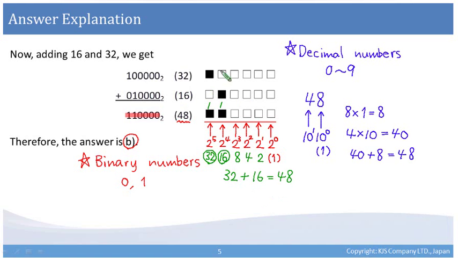If we look at 16, we have the black box on the digit of 16, and for 32, we have the black box on the value of 32. So this way, you can instantly tell a binary number and what decimal number it expresses.